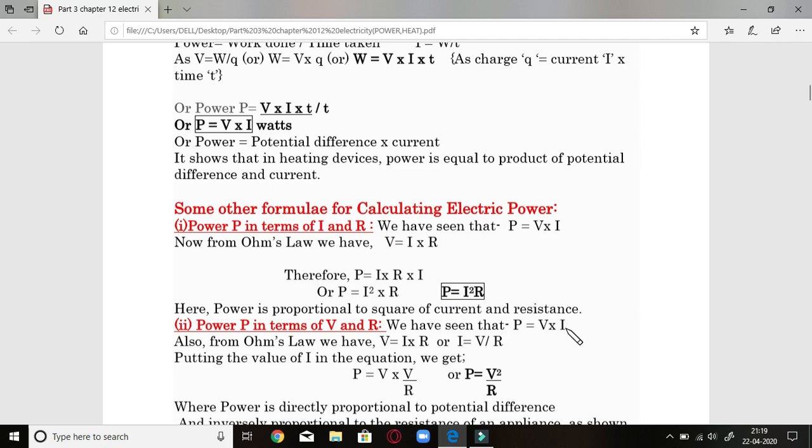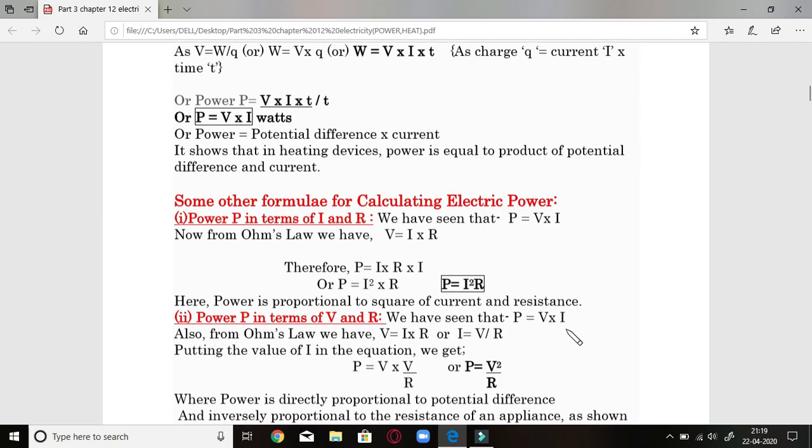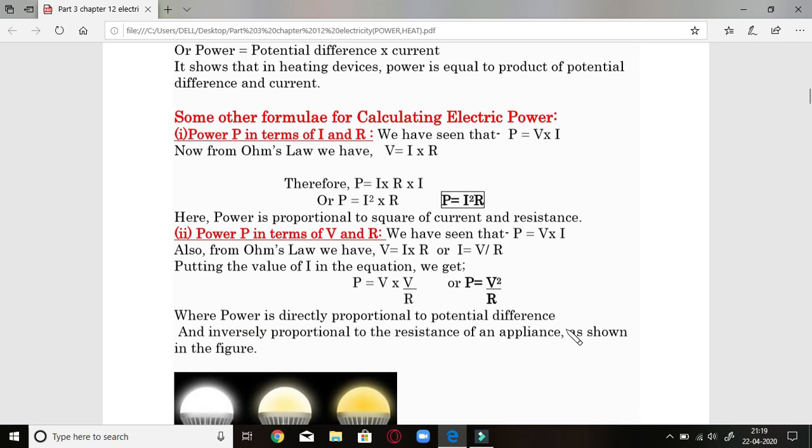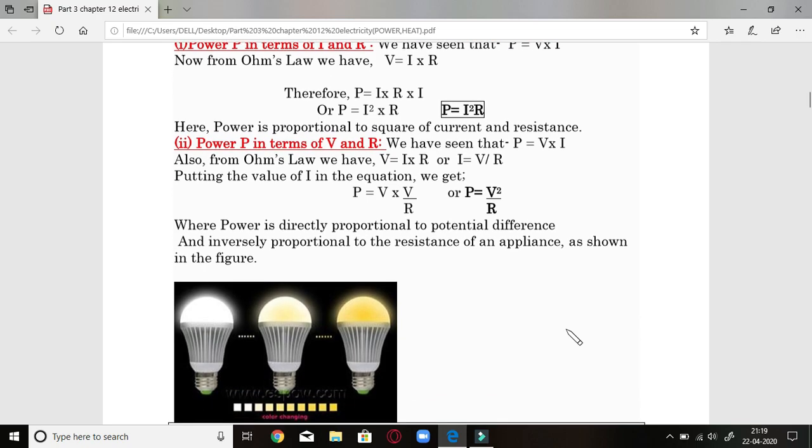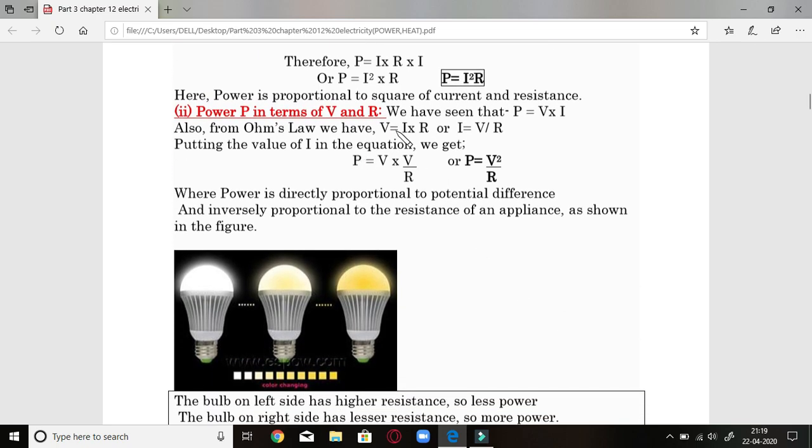Now the third formula is where we are not provided with current, but we have potential difference and R. In that case, power can also be calculated with the help of the same basic formula, P is equal to V into I. So when we take Ohm's law, what we get is V is equal to I multiplied by R, or I is equal to V upon R.